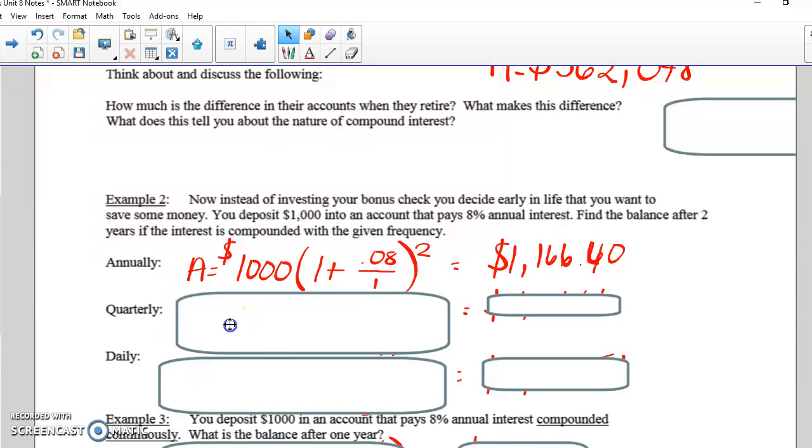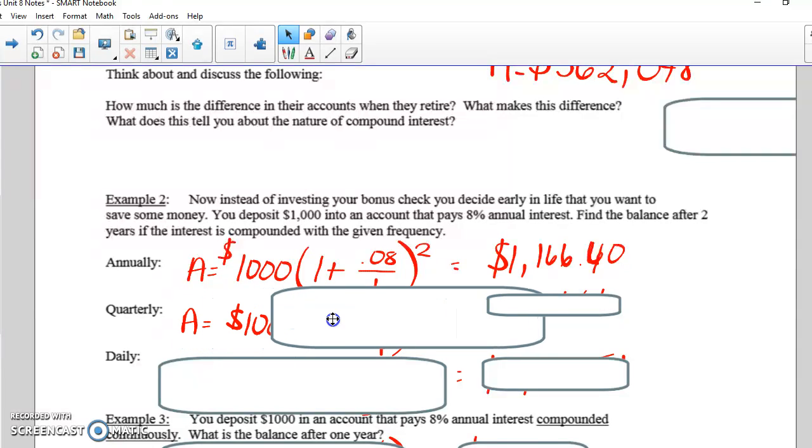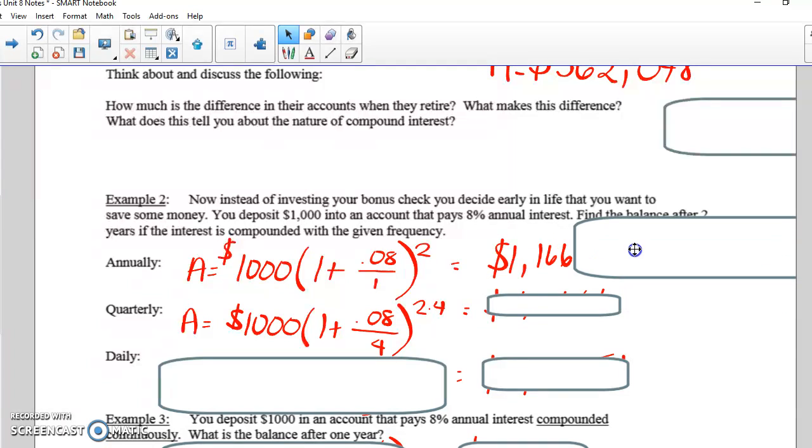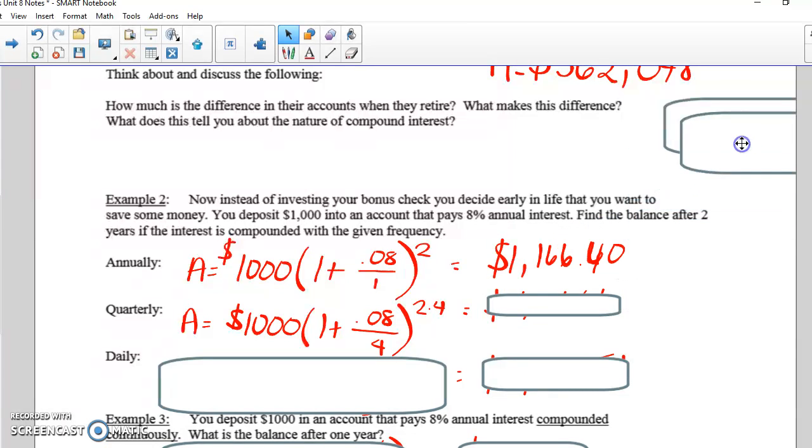What if it's quarterly? What would change? Well, our initial value is still the same. We have 1 plus now 0.08 over 4, because I'm investing it 4 times a year, raised to the 2 times 4, because I still have the 2 years, but 4 times a year. And I have that number as well.